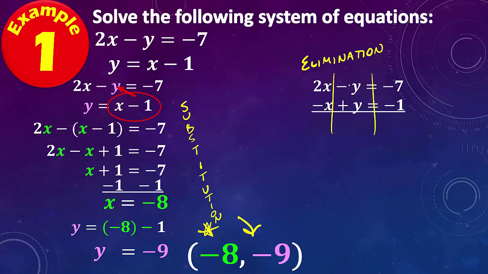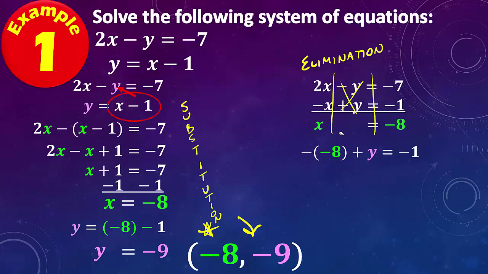So here we have a negative y and a positive y, which when they cancel out will equal 0. 2x minus x is just x, negative 7 and negative 1 is negative 8. So we have x equals negative 8, and now that we have that, we would go plug it in for one of the other equations.